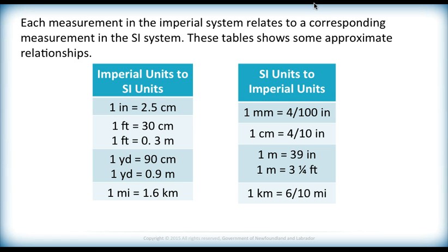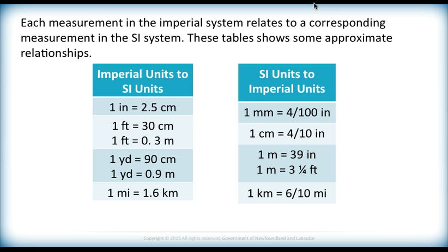Next, if we need to convert between imperial units and SI, there are particular conversion units we need to use. It is important to note that each measurement in the imperial system relates to a corresponding measurement in the SI system. First, let's look at the left-hand table, where we go from imperial to SI. So if you're given an example where imperial is given and you need to move to SI, these are the units you can use for reference.